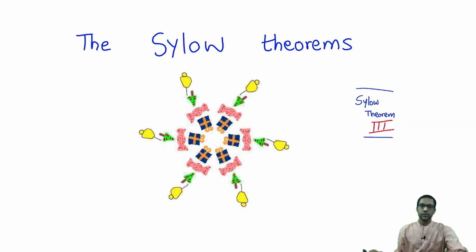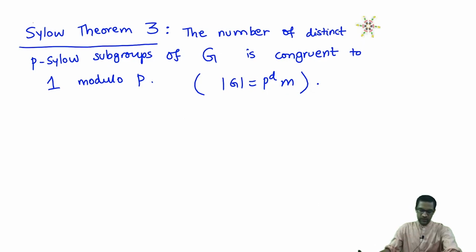Let's prove the third Sylow theorem. So, this is the last of the Sylow theorems, part 3. It says the following, that the number of distinct p Sylow subgroups of a group G, of a finite group G, is congruent to 1 modulo p.